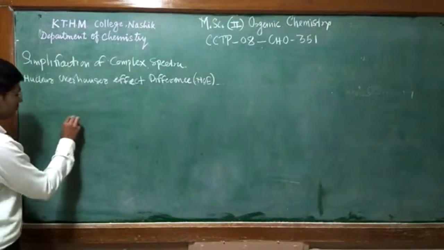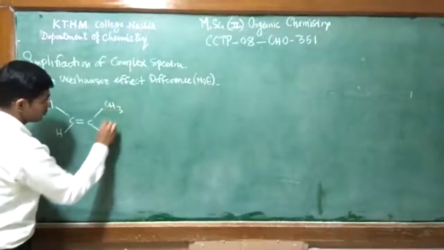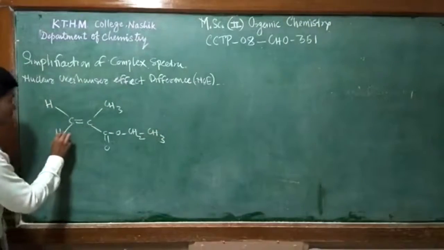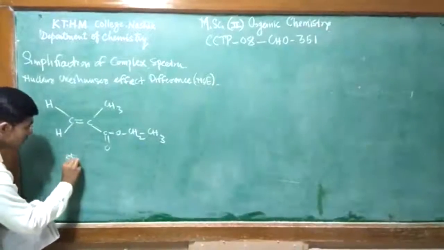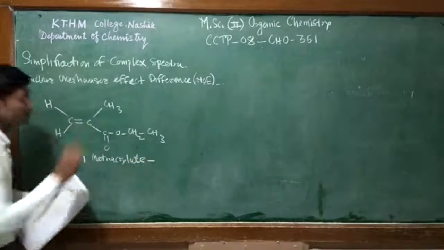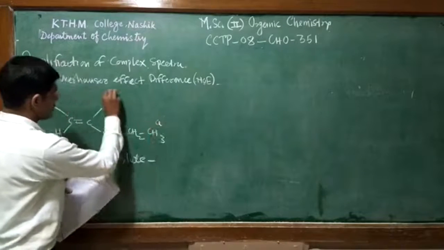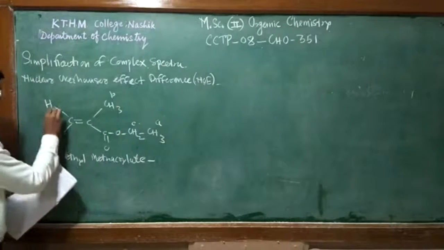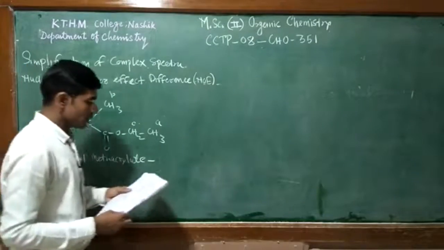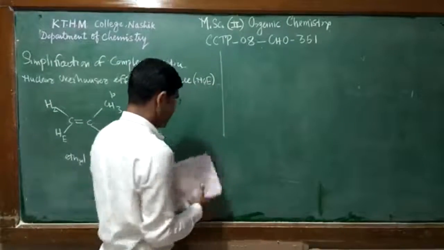So this is the ethyl methacrylate. In this example, suppose this is a proton A, this is a proton B, this is a proton C, suppose this is a proton Z and this is a proton E. So in this example, the normal NMR spectrum of this compound is like this.